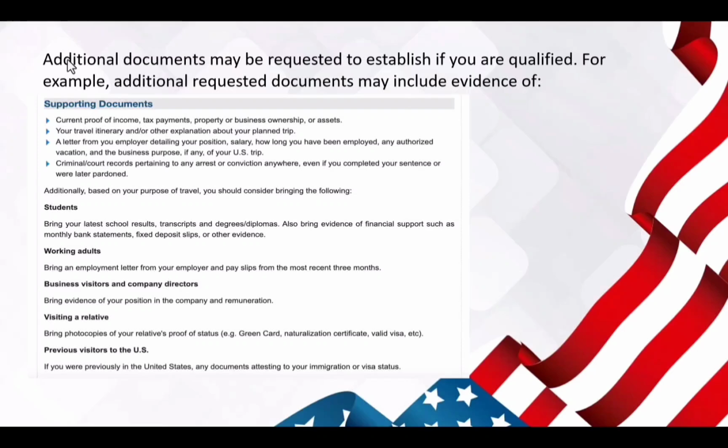Also bring evidence of financial support such as monthly bank statements, fixed deposit slips, or other evidence. For working adults, bring an employment letter from your employer and pay slip from the most recent 3 months. For business visitors and company directors, bring evidence of your position in the company and remuneration. For visiting a relative, bring photocopies of your relative's proof of status like green card, naturalization certificate, valid visa.